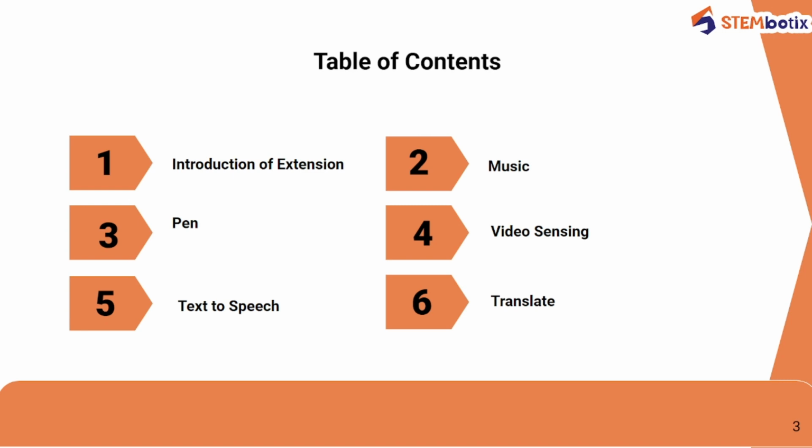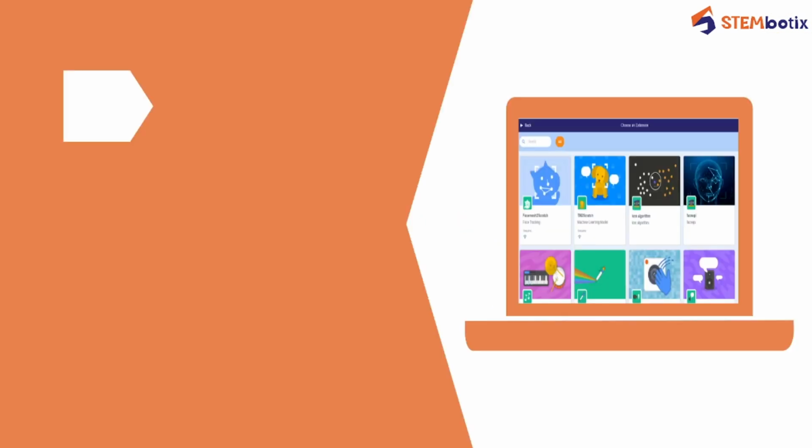In this particular tutorial, we are going to cover these six sections. In the first part, we will see the introduction of extensions. In the second part, you will see the music extension. In the third part, we will see the pen extension. In the fourth part, we will see the video sensing extension. In the fifth part, we will see text to speech. And in the sixth and last part, we will see the translate extension.